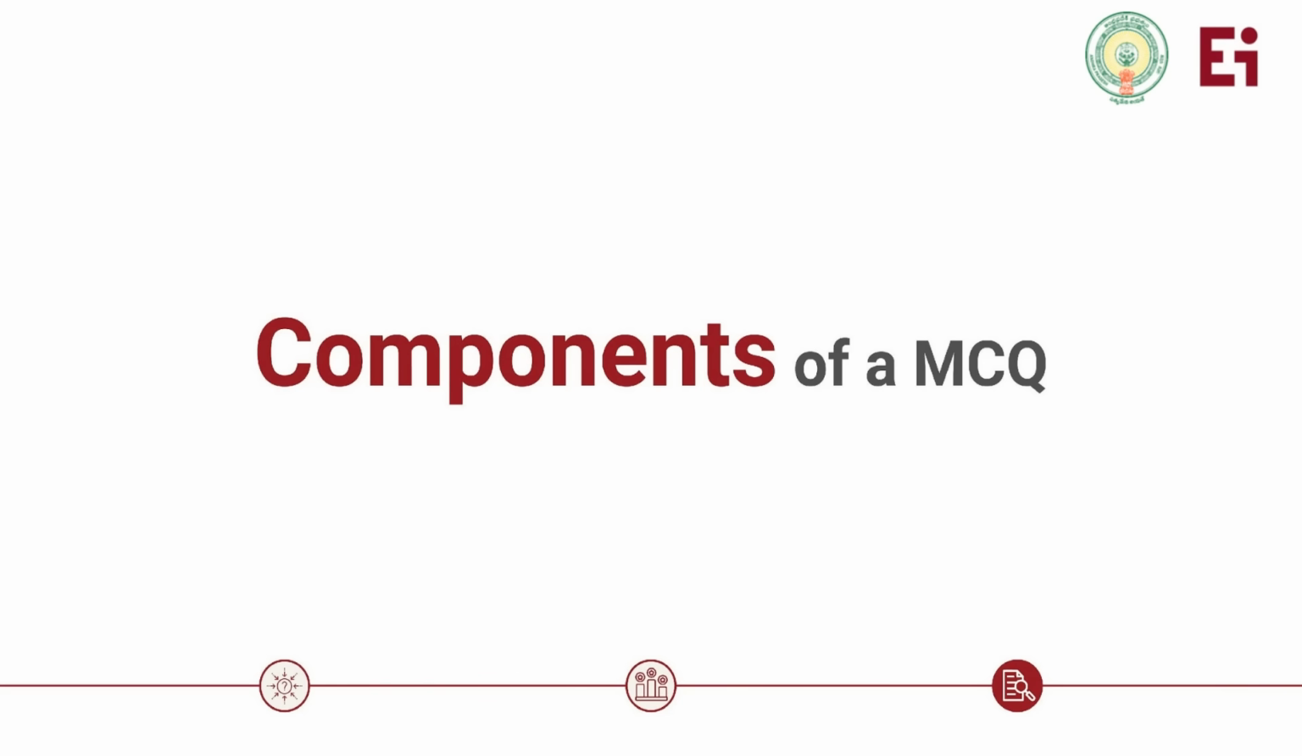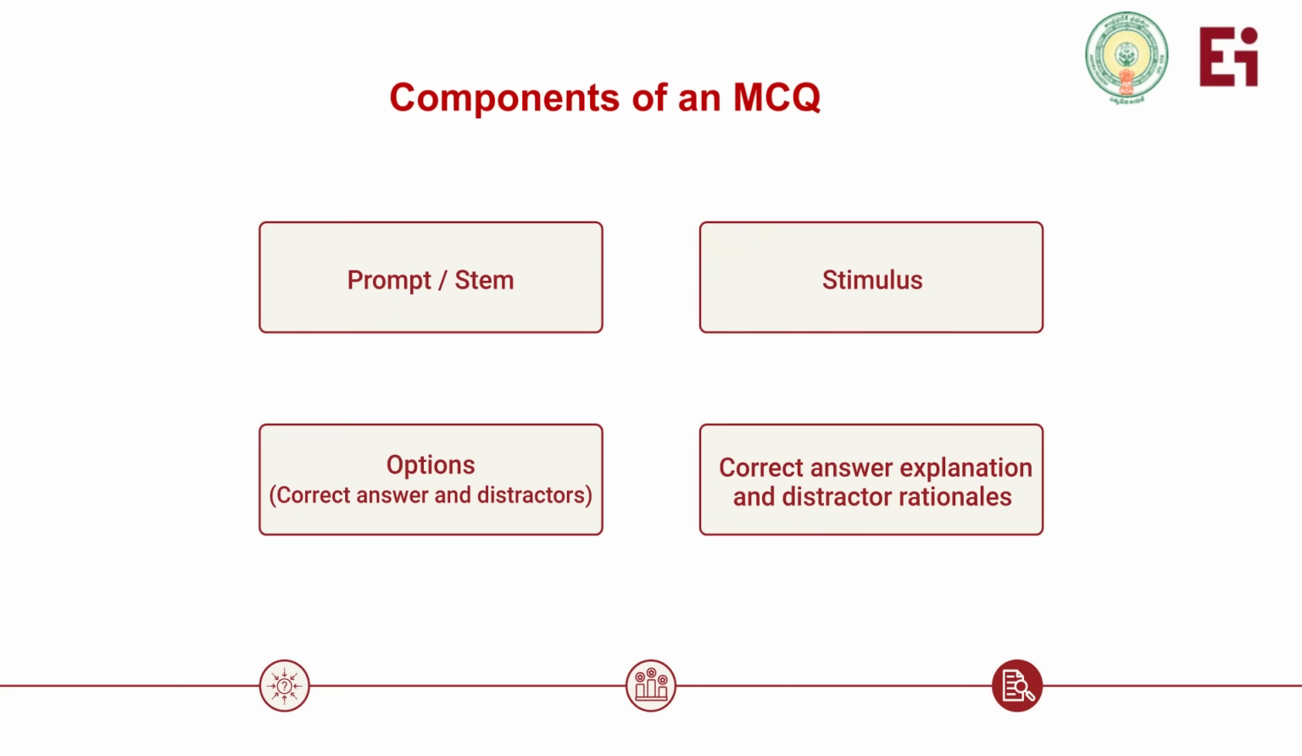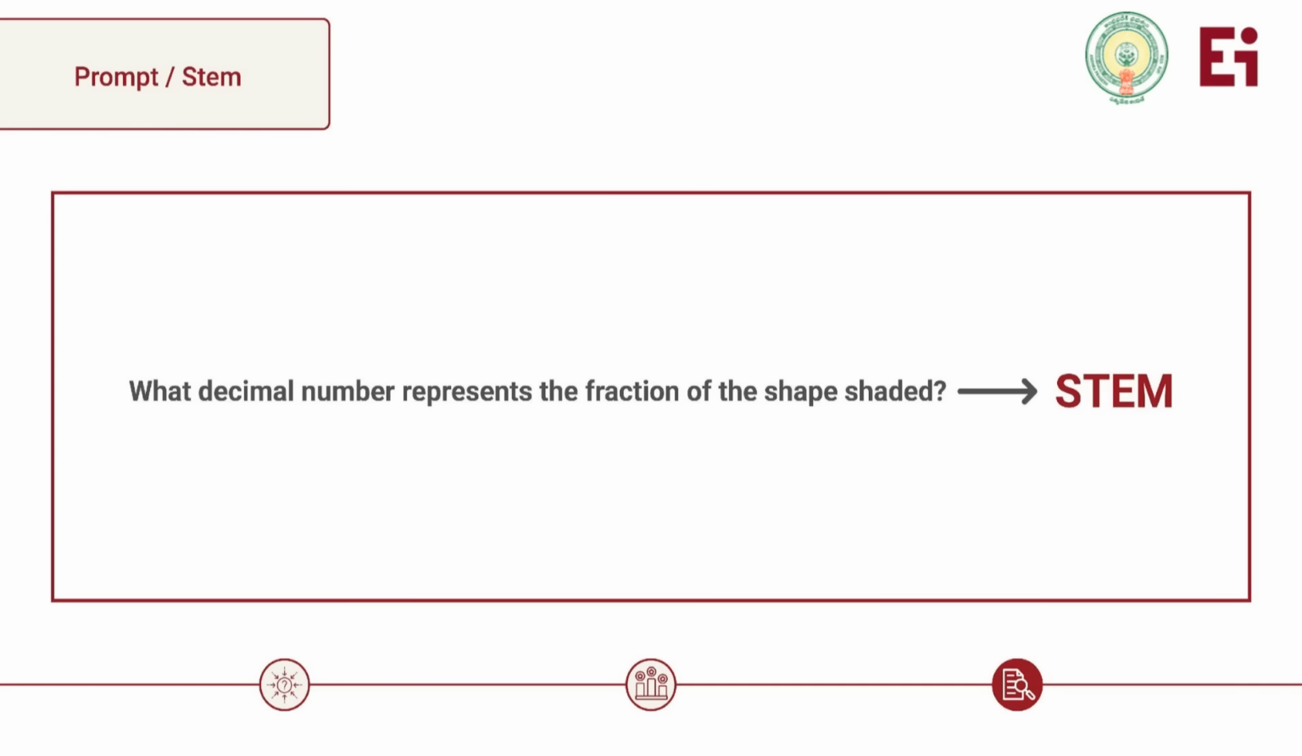Now let us look at the various components of an MCQ. A well-written MCQ has the following components: the prompt or the STEM, stimulus, options with correct answer and distractors, and their explanation and rationales. First, let's look at the STEM component. This can be a direct question with no preceding material to read or analyze.